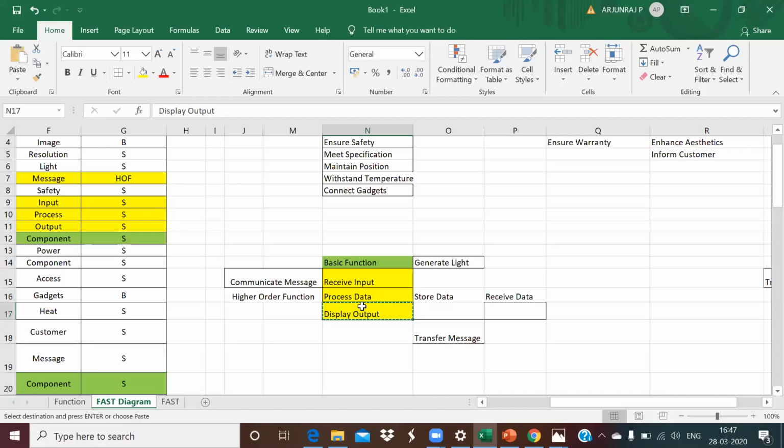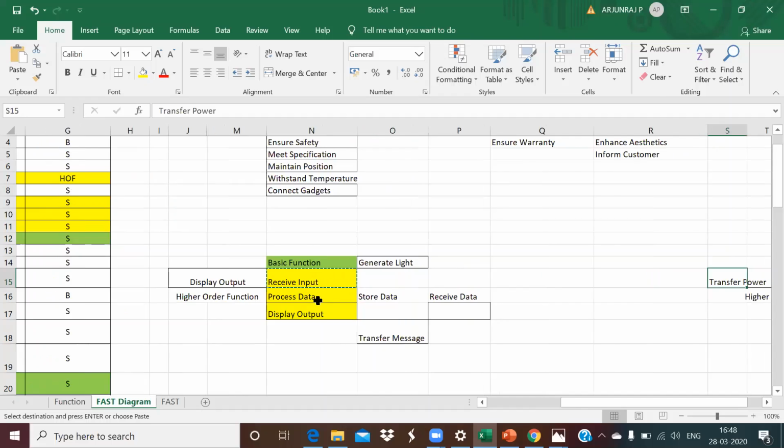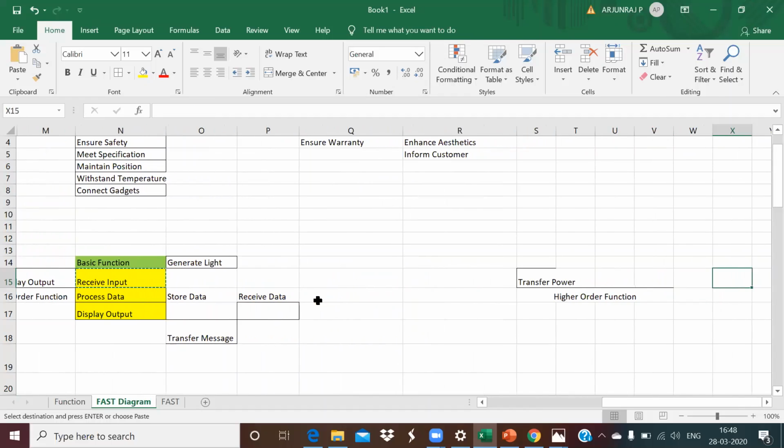According to me, the display output is the higher order function. Receive input is the next one. No, you are going to process the data by storing data, receiving data. So receive input is our low level function. Why do we need to receive input? So that we can fragment our fast.